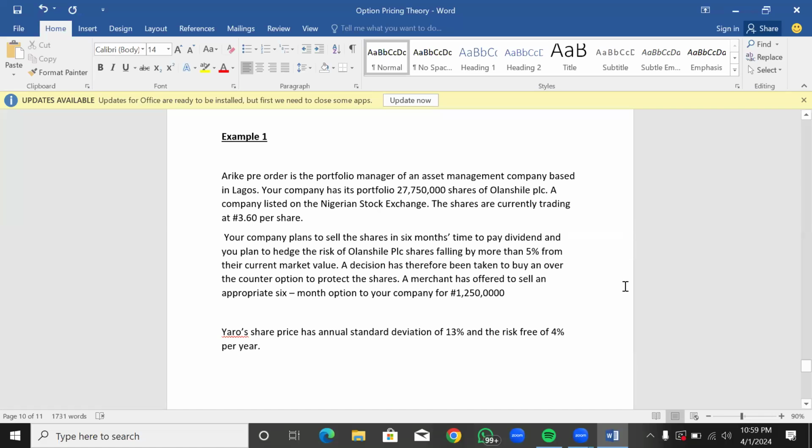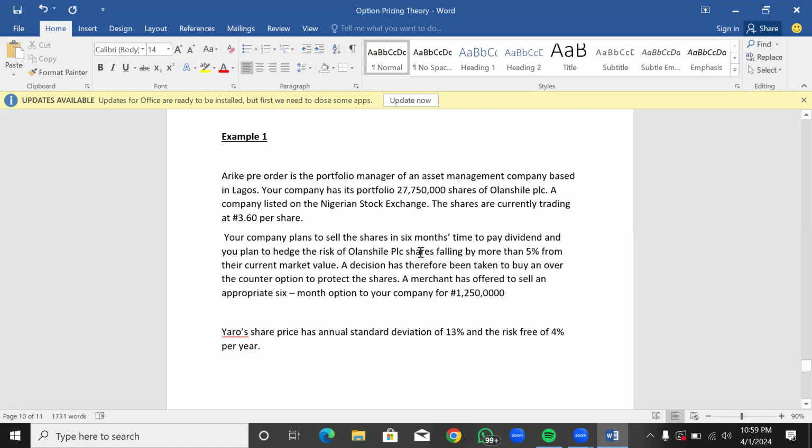Honestly, if I tell you that I've not even read this question. Prioritize the portfolio manager and asset management company based in Lagos. A company has a portfolio of 27,750 shares of ownership company listed on the Nigerian Stock Exchange. The shares are currently trading at 60 kobo per share. The company is about to sell the shares in 6 months. Okay, so these are our exercise price, and 6 months is our time.